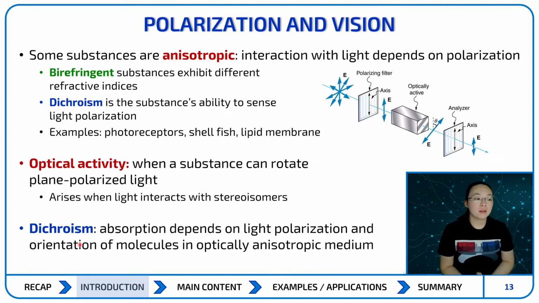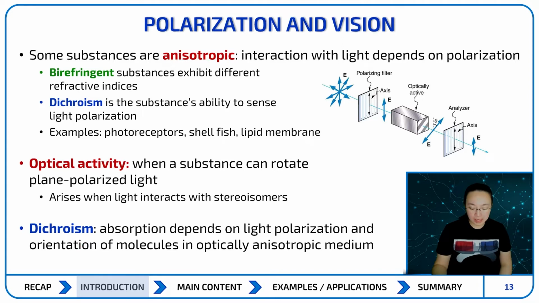Number one, for dichroism, the substance has the ability to sense light polarization. Another way of looking at it is that the material has different absorption depending on light polarization and the orientation of molecules. Essentially, it can absorb light rays at different amounts due to polarization. Some examples are the photoreceptors in our eyes that we'll be talking about later, shellfish, and of course lipid membranes.